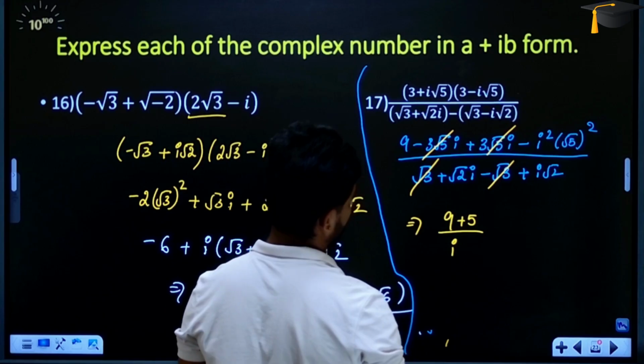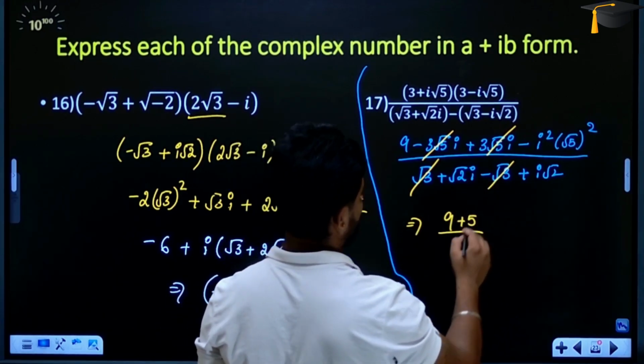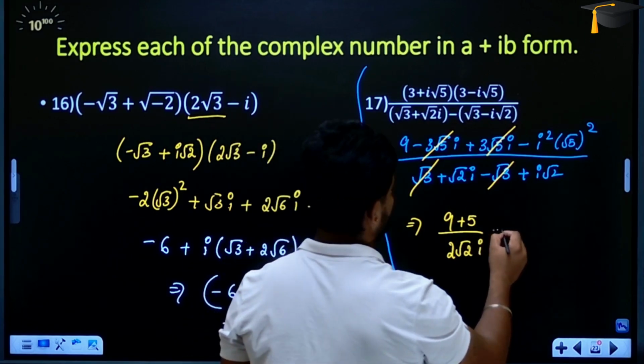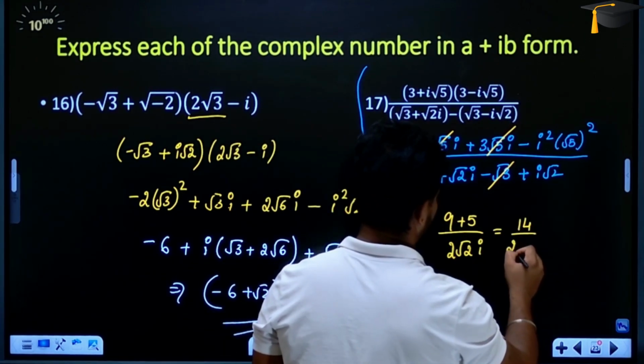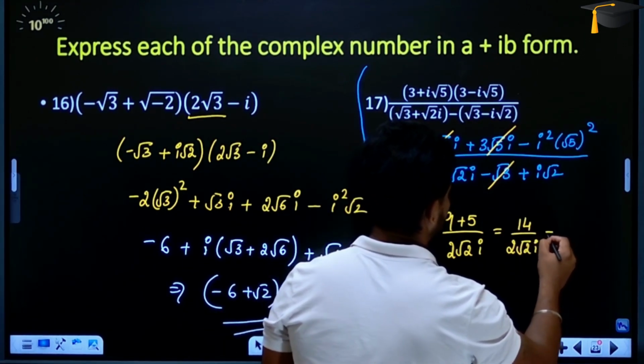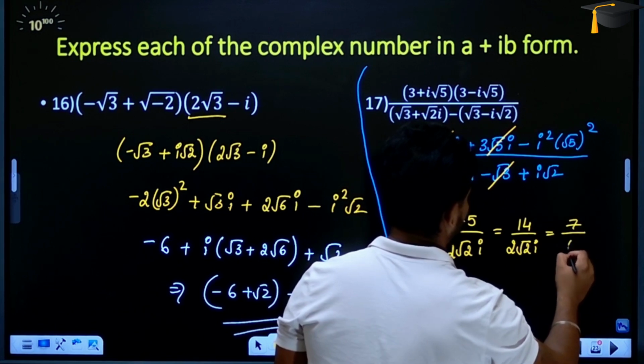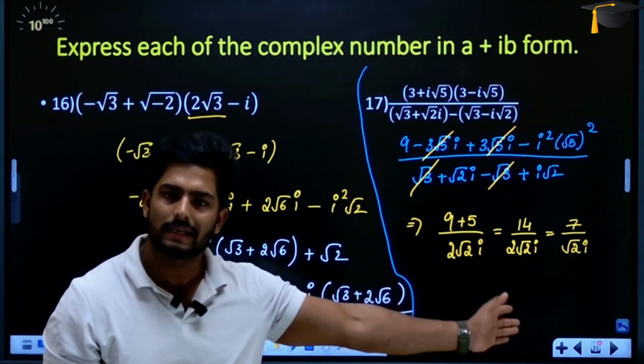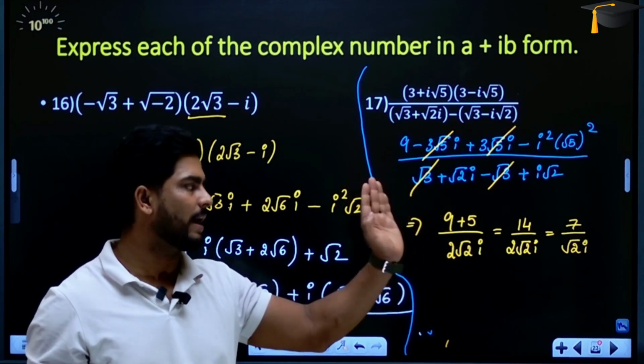Okay, not i root 2, root 2 into i root 2 is 2 root 2 i, correct? 2 root 2 i. Okay, 14 comes. So 14 divided by 2 root 2 i. This is nothing but 7 divided by root 2 i, okay, correct? Okay, so this is done. See again, still i in the denominator. Children, what should we do? We have to take i to the numerator.